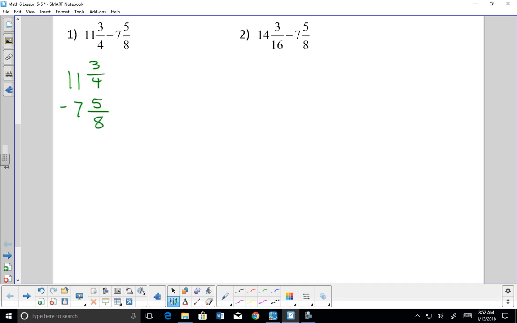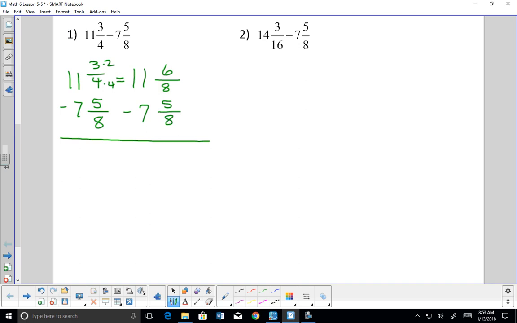My least common denominator here between 4 and 8, I know that 8 is my biggest number here, and 4 does divide evenly into 8, so my least common denominator is 8. So I'm going to rewrite 11 3/4 in terms of 8. 4 times 2 is 8, 3 times 2 is 6, so 11 3/4 becomes 11 6/8. I do not have to rewrite 7 5/8 in a common denominator because it already has the common denominator.